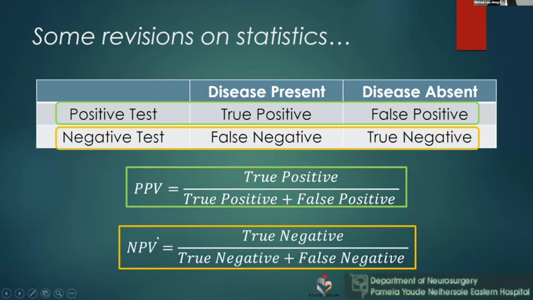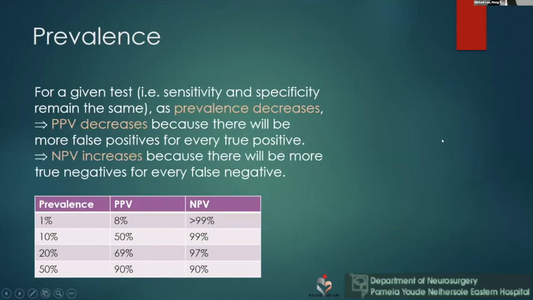And for negative predictive value, we are talking about the true negative over the denominator of false negative plus true negative. So which parameter will be good for us to assess how good the IOM or other tests will be? We know that the positive predictive value and the negative predictive value will be affected by the prevalence.